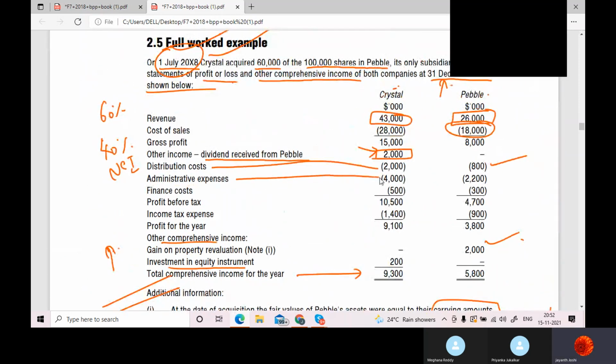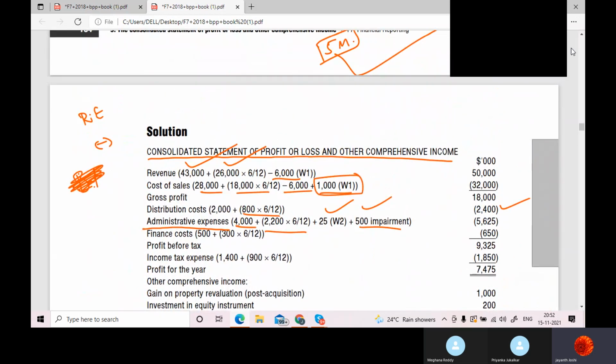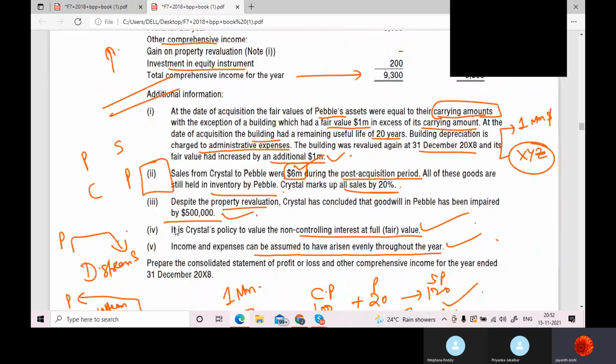So administrative expense is taken, and here also it is taken, but for half of the year. That is well known. This and this we need to calculate, and this we need not calculate. They have already given it to us. What they have given is the property revaluation. So they have done a property revaluation, it seems.